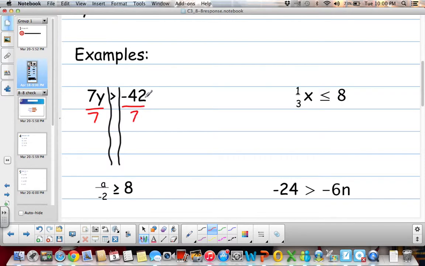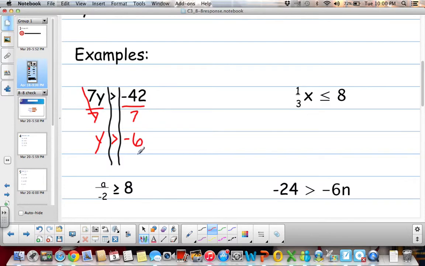Now, because the number we're dividing by, 7, is positive, we're not going to do anything to our inequality sign. The only time that we change our inequality sign is if this number is negative. But this number is positive. 7 over 7 is 1, so we have y is greater than, and then -42 divided by 7 is -6. So it has to be a number greater than -6.